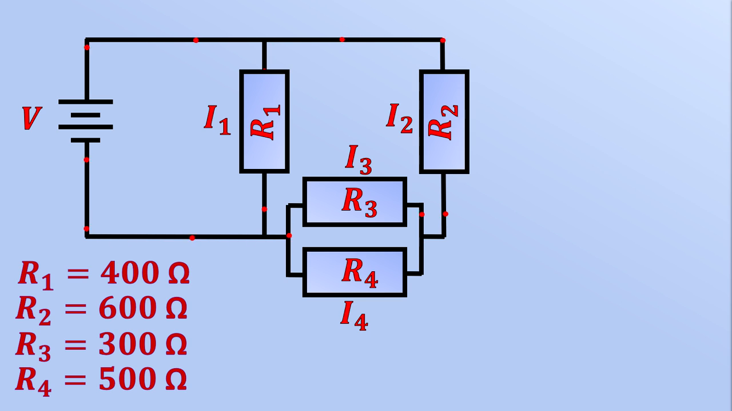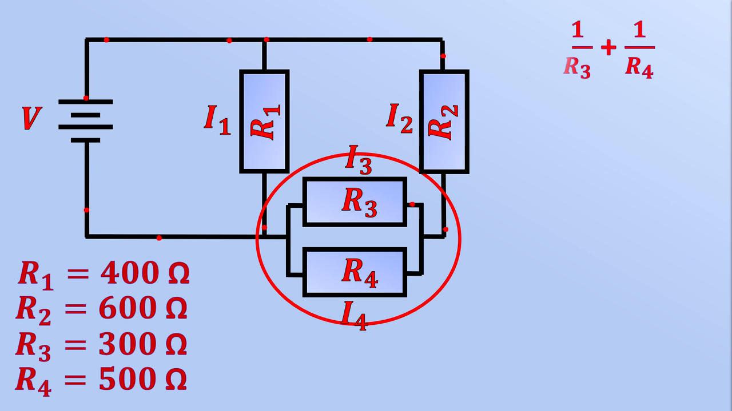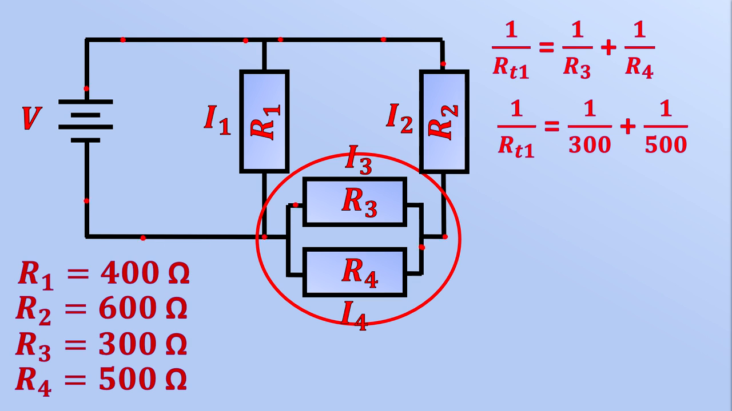To find our total resistance, we're going to start with that parallel circuit that's inside the circuit. We're going to start with the R3 and R4. We're going to combine those using the formula for finding total resistance of parallel resistors. I'm going to call this RT1 because this is my first total resistance. This isn't the total resistance for the circuit. So it's going to be 1 over 300 plus 1 over 500, which comes out to approximately 187.5.